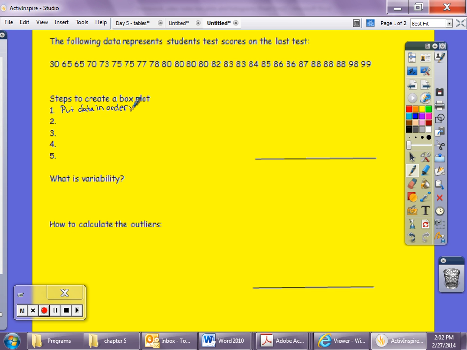After we put the data in order to create the box plot, we need to determine the median. So we need to find the median, and we know that's the middle number. So we can do the old cross off, so we cross these off. I don't like to cross them off.